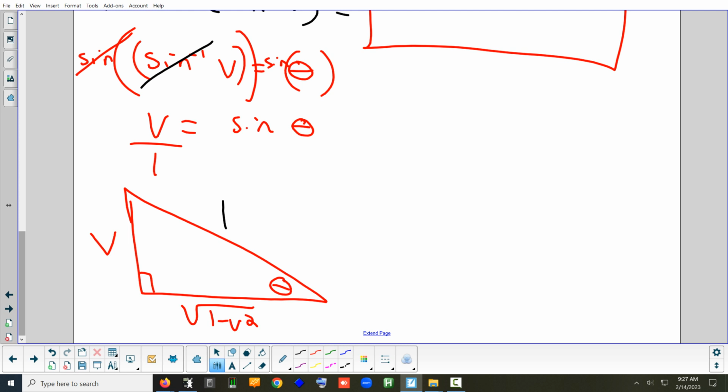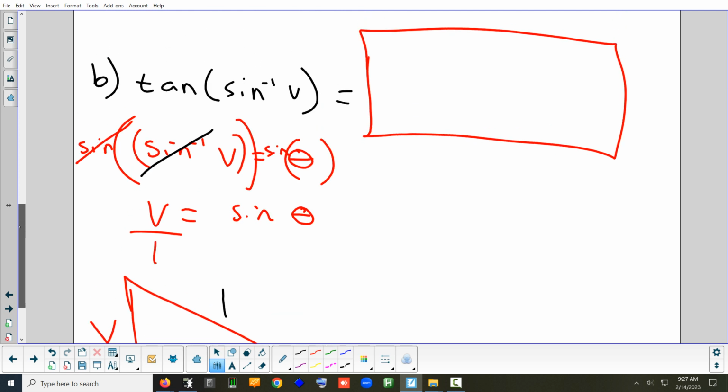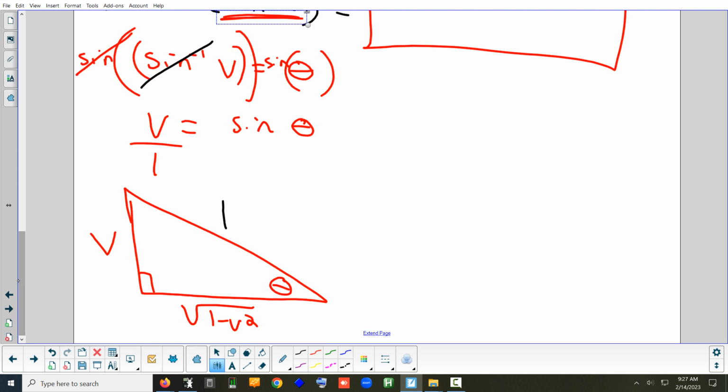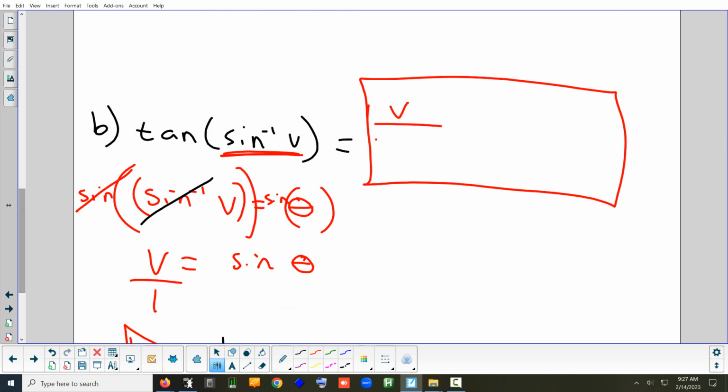Now, once you draw your diagram, go back up to the original problem. What I just underlined in red, we made a diagram for that. They want me to do the tangent of my diagram. What is tangent? Yep. Opposite over adjacent. So V over the square root of 1 minus V squared. So that is the answer without any trig in it, but we've left something there we shouldn't.